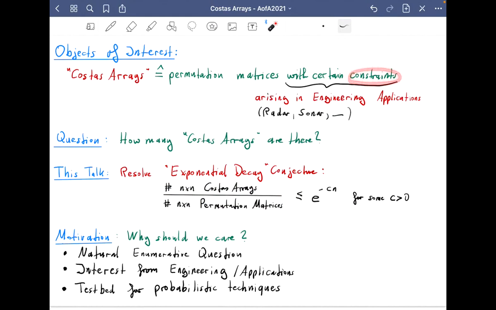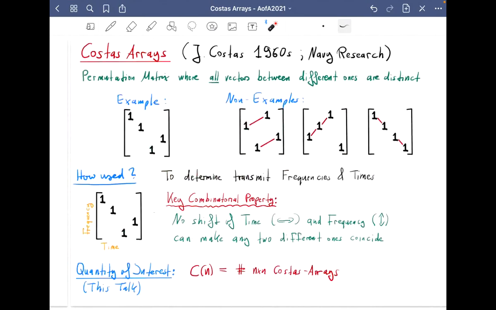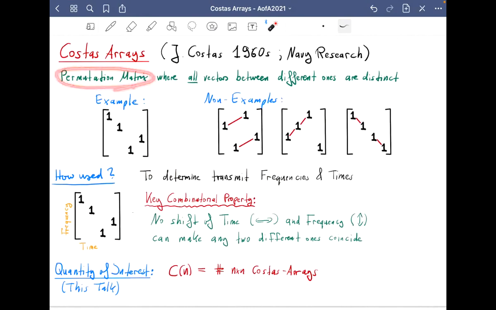Okay, so let me maybe just dive straight in. What are actually these Costas arrays? As I mentioned, they have their origins in some classified research in the 1960s, with the goal of improving the performance of certain sonar and radar technology. Mathematically, these are certain permutation matrices, and they satisfy an extra property that all vectors between different ones are distinct. I think this is one of these definitions where it's easier to see non-examples, to see what are not Costas arrays, and then I think the concept will become clear.